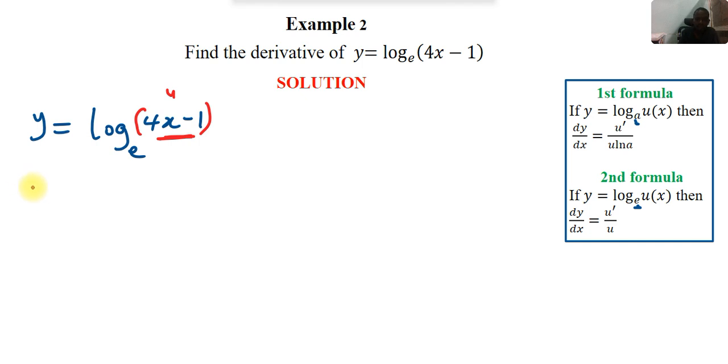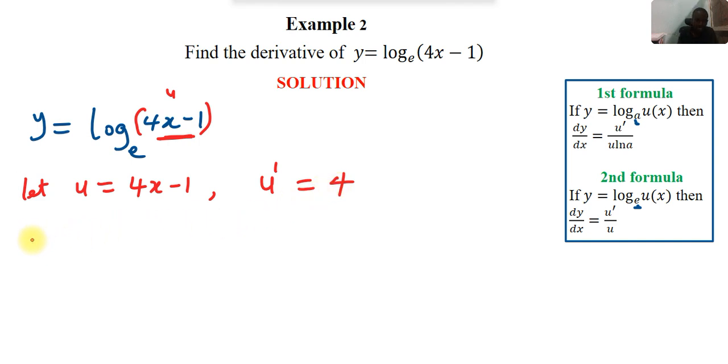So I will say my u is 4x minus 1. Therefore, now if you come back to that formula, we need u prime. U prime is the same thing as du dx. So I will take that now. U prime equals, if you differentiate 4x, we have 4. And if you differentiate negative 1, you are going to have 0. So our answer here for u prime is 4.